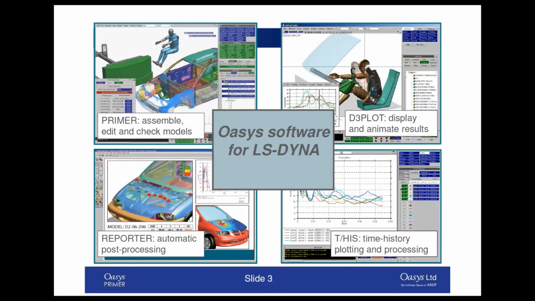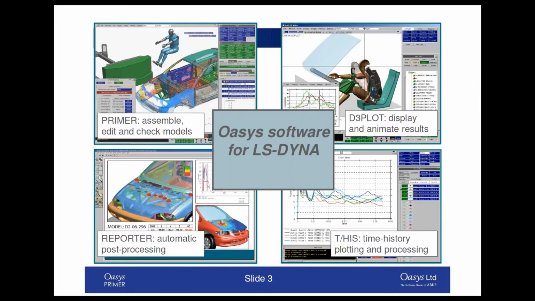This is the Oasys software suite. We have PRIMER, which is our pre-processing tool used to assemble, edit, and check models. This is the software we'll be using today. It's currently in version 14, and that's the version I'll be using. There are some differences between our previous version 13 and version 14, and I'll try to highlight those along the way for those of you who are yet to pick up our latest version.